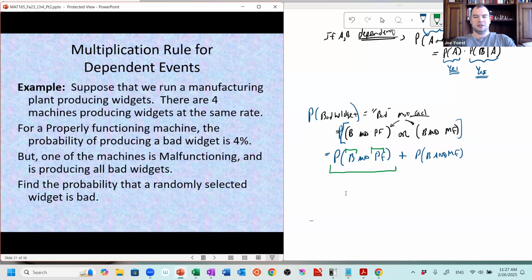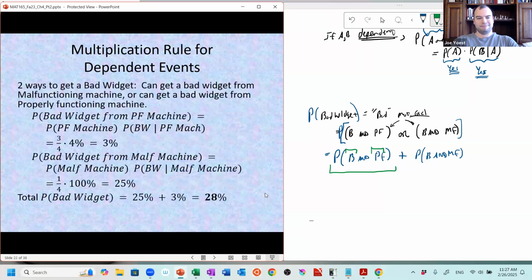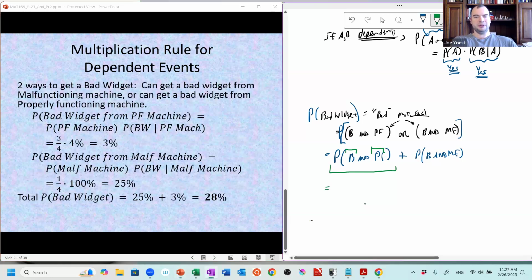So the type of widget we get, bad or not bad, and the type of machine, properly functioning or malfunctioning, are dependent events. If I know the type of machine, that gives me a different insight into the likelihood of getting a bad widget and vice versa. So I use my multiplication rule for dependent events here.